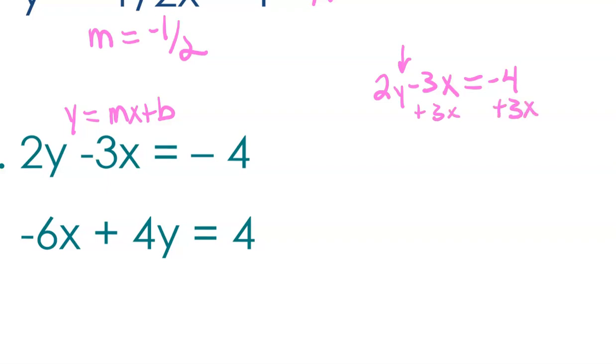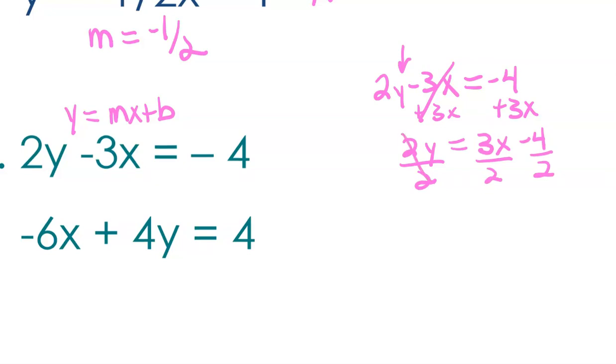On this side, that's going to cancel, so I'm left with 2y is equal to... And on this side, I can't combine those, so I'm just going to write 3x minus 4. I'm going to continue to get y by itself by getting rid of this times 2 by dividing by 2. Now it's very important to remember to divide each term by 2.